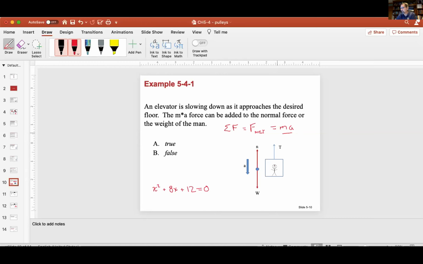But you look and you have the person here, and there are forces acting on him. Okay, normal force up, weight force down, and in this case, the elevator is reaching the top floor and slowing down. And so the motion diagram would look something like this.